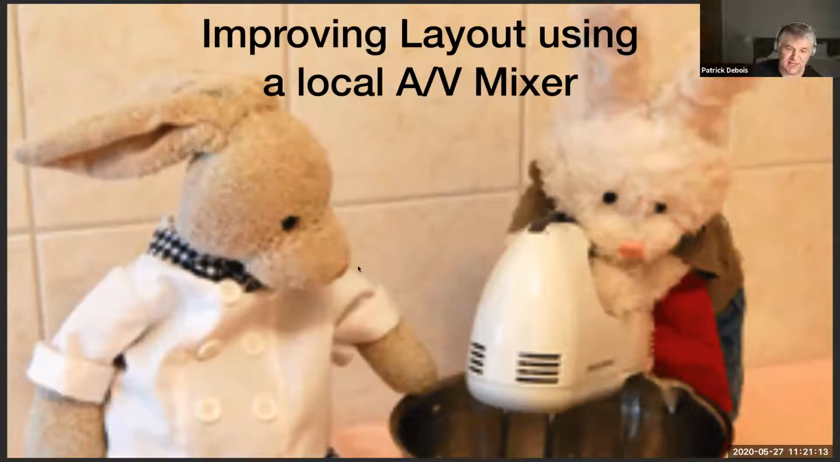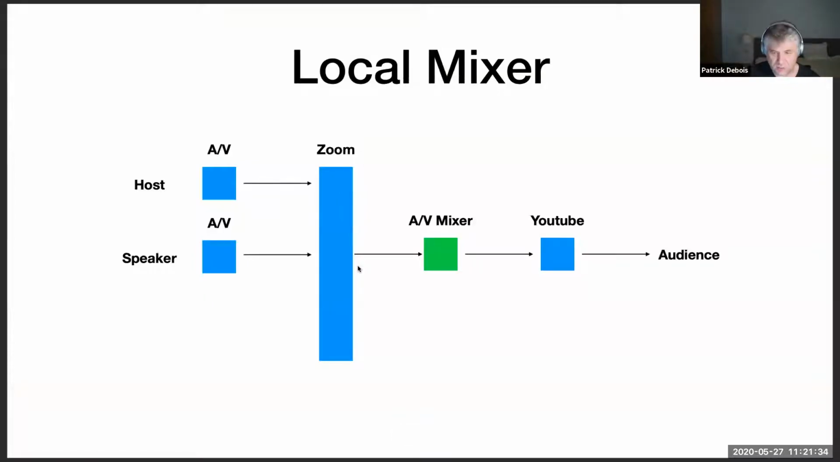So we got everything working on the camera. We improved the audio, the AV, and the lighting. So what you want to do now is, instead of having this one image of your camera, improve that by having multiple layouts. And for that you'll hear about using one of the local mixers, as I call them. This is basically something that sits in between while you stream.